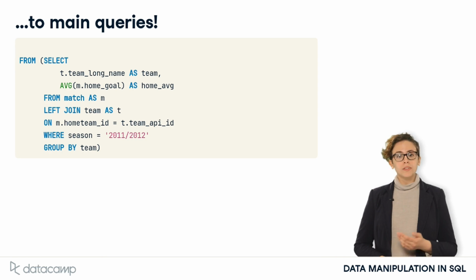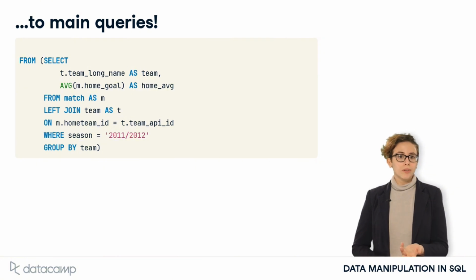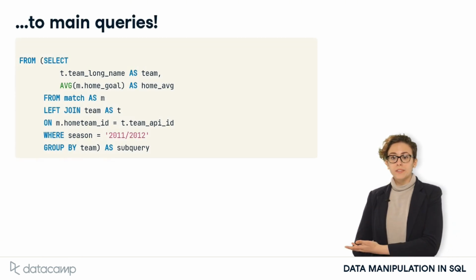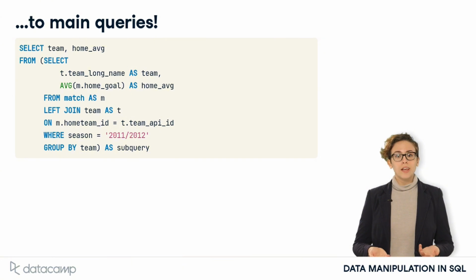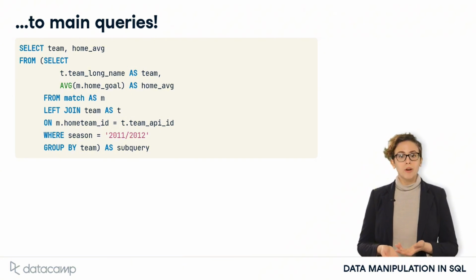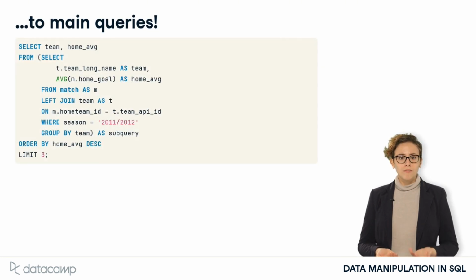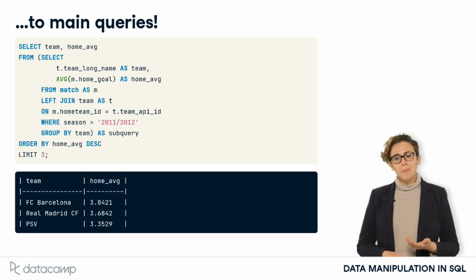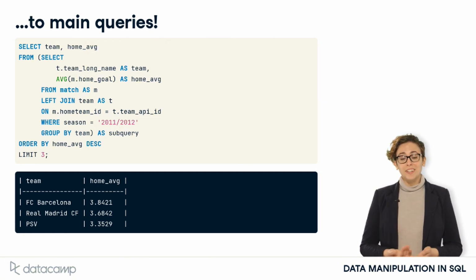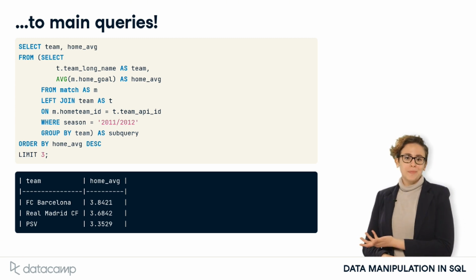In order to get only the top teams as a final result, place this entire query without the semicolon inside the from statement of an outer query. Make sure to give it an alias, then add it to the main query, selecting the team and home average columns from the subquery, just as you would with any other table in the database. Finally, don't forget to order by home average descending and limit the query to 3 results. The final query returns your top 3 teams based on home goals scored in the 2011-2012 season. And it seems that our top team for that season is Barcelona.